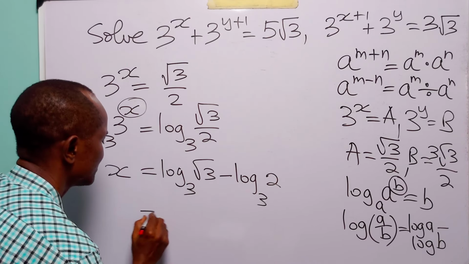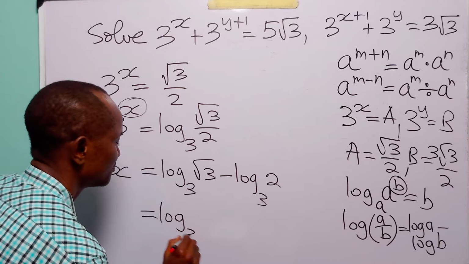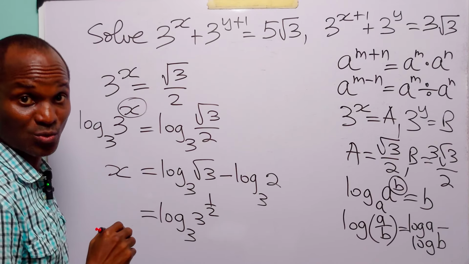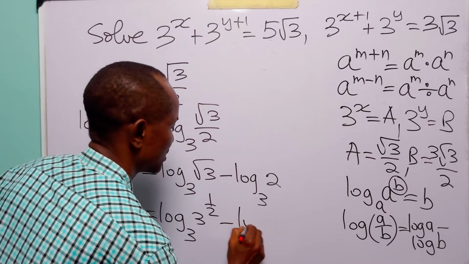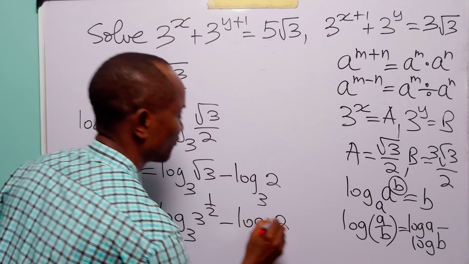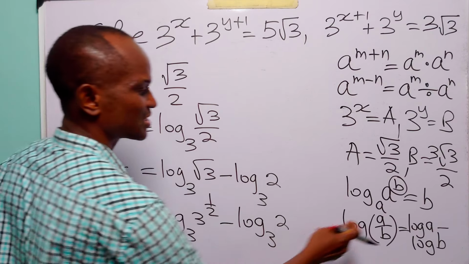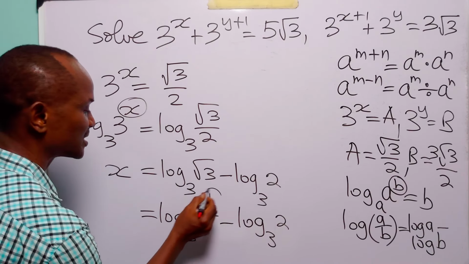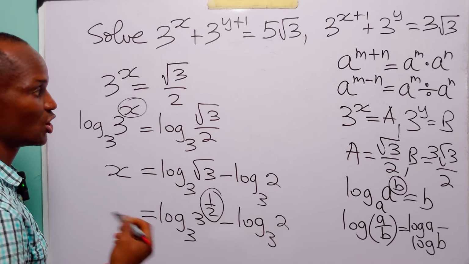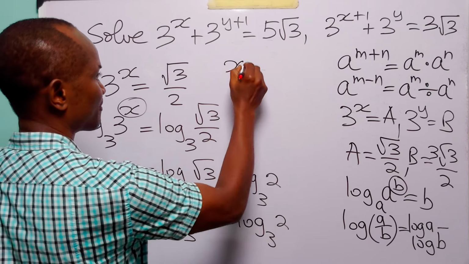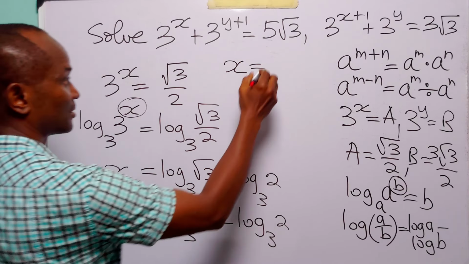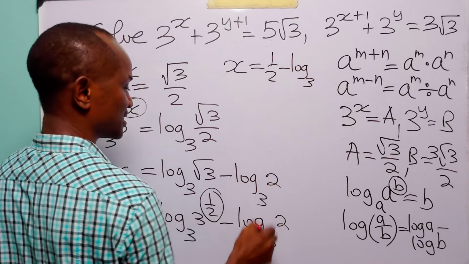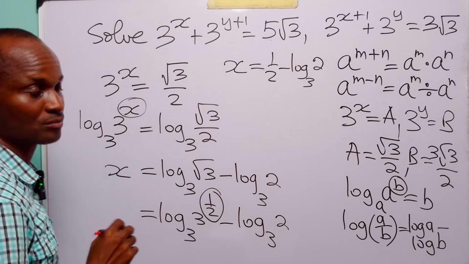But of course, we can write this as log to base 3 of 3 to the power half, half because of the square root, minus log to base 3 of 2. And now, once more, going back to this rule, we know that log to base 3 of 3 to the power half is equal to half. So we have that x is equal to half minus log to base 3 of 2.